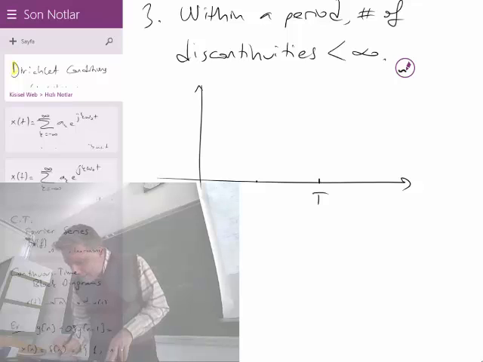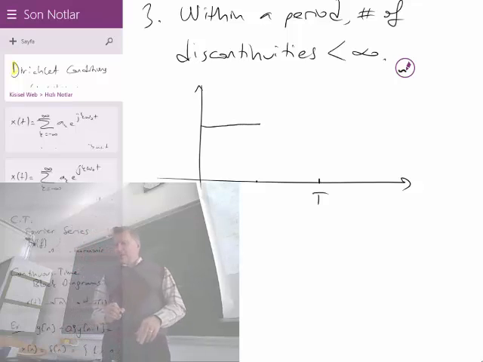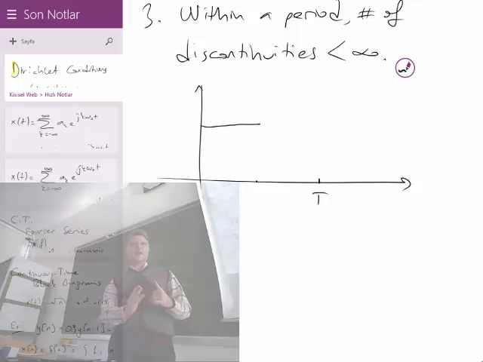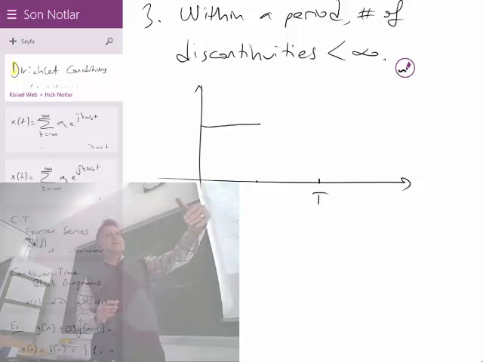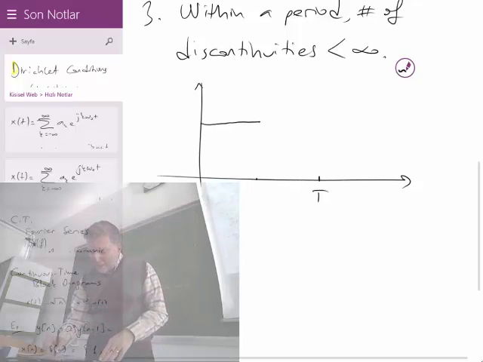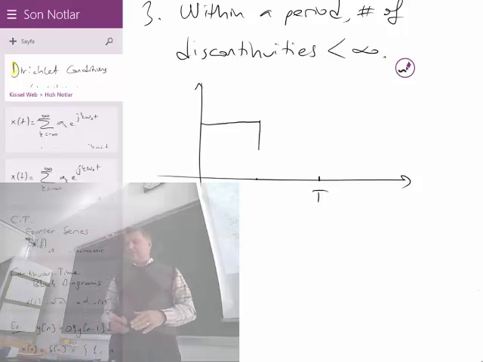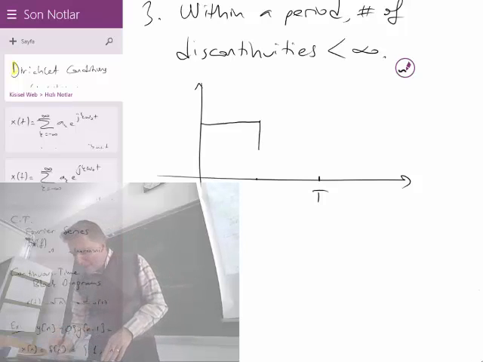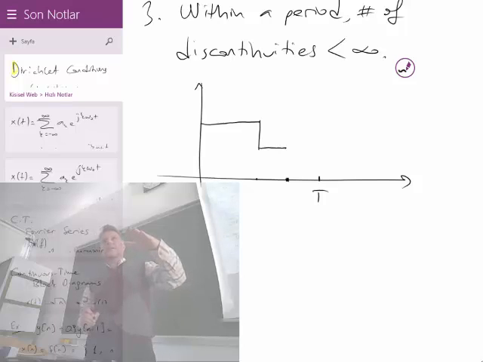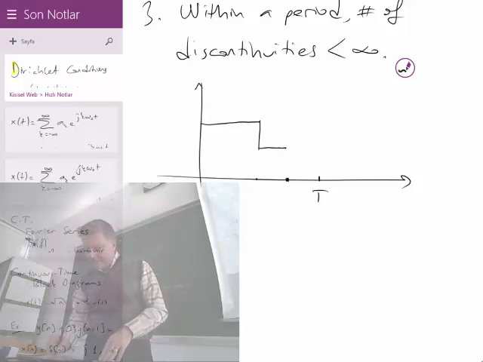From 0 to capital T over 2, towards the half of it, the signal value is 1. And then the value is halved. I have the half value. And towards the remaining half of the remaining, I keep it equal to that value. And then make it half again. And then until the half of the remaining distance, it is half.